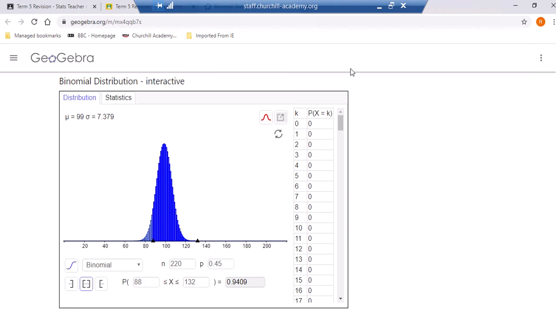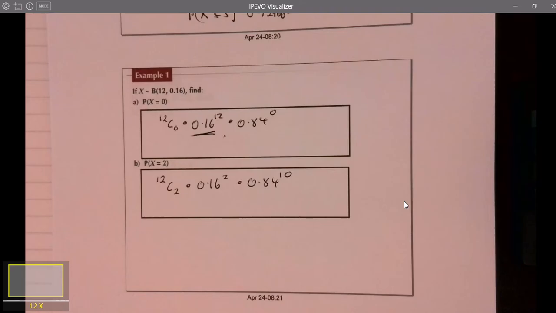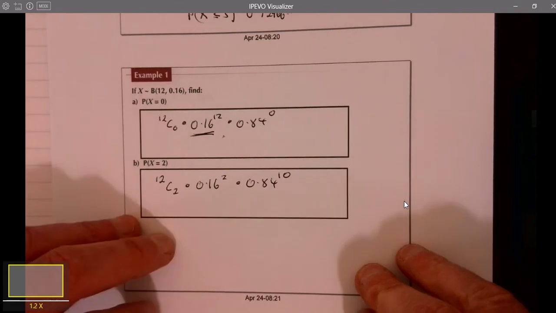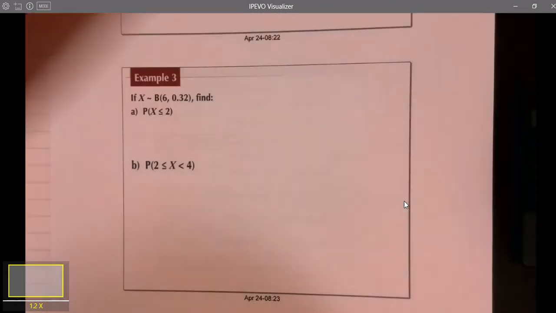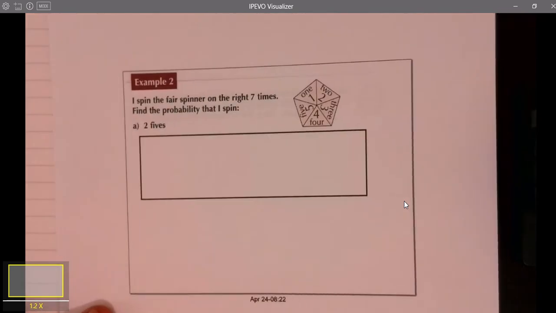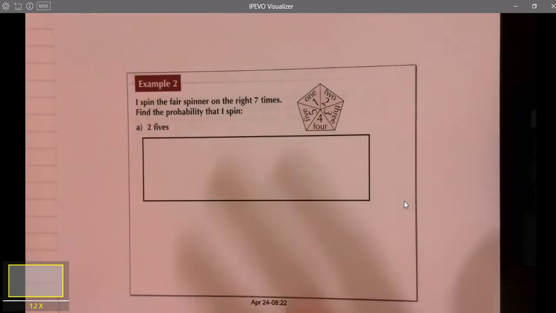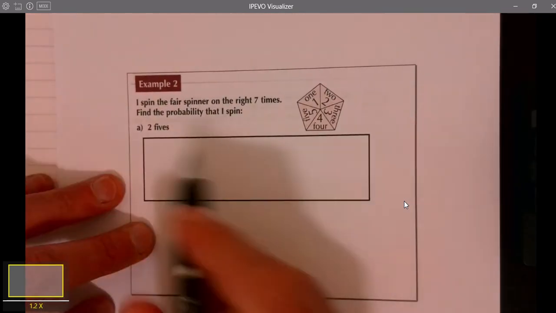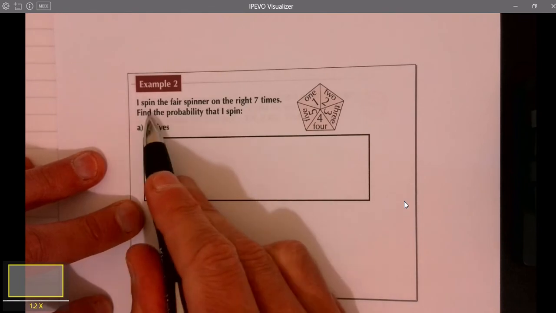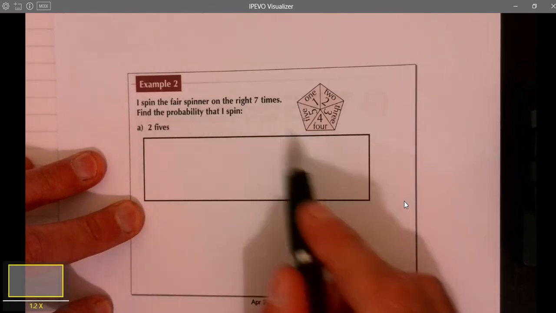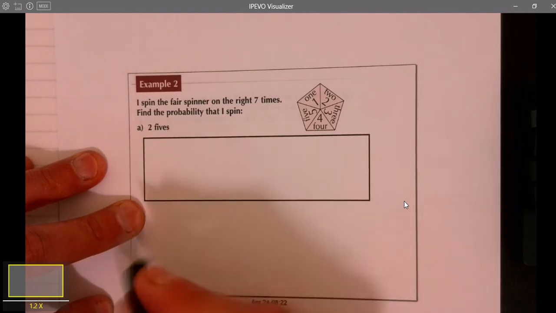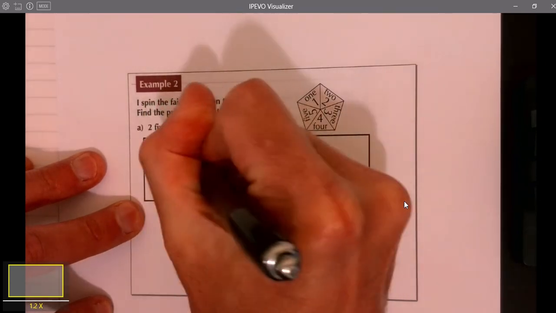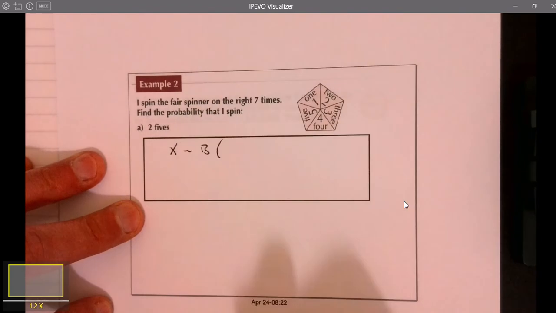So let's have a look at the other couple of examples quickly. Like I said, you can work out the answers to those, I'm sure that's not a problem. So let's have a little look at this. I've got a little bit of context here. I spin the first spinner on the right 7 times. Find the probability that I spin 2 5s.